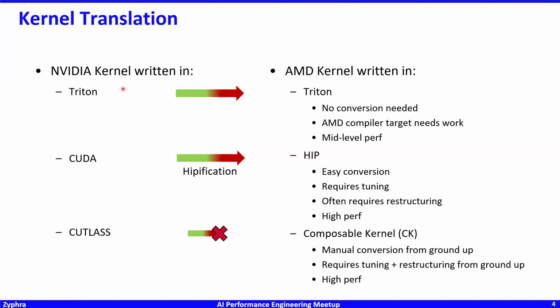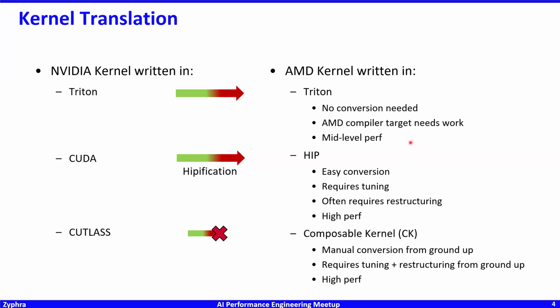If you have an NVIDIA kernel written in Triton, then you don't need to do any translation at all. That NVIDIA kernel in Triton will run on an AMD GPU. The problem is that the AMD compiler target needs work. For example, people have done lots of patchwork to fix all of these edge cases on the NVIDIA GPU compiler. To be specific, we're compiling from a Triton kernel all the way down to GPU assembly, so PTX for NVIDIA and AMD GCN on the AMD side. So very down to machine code here.